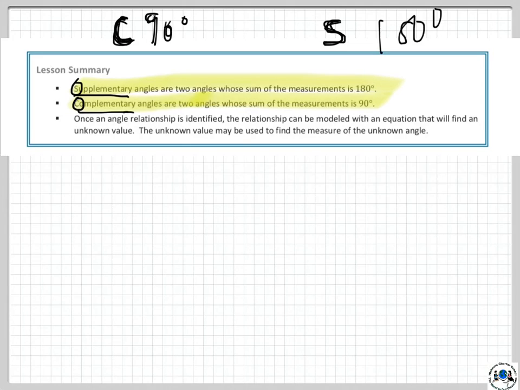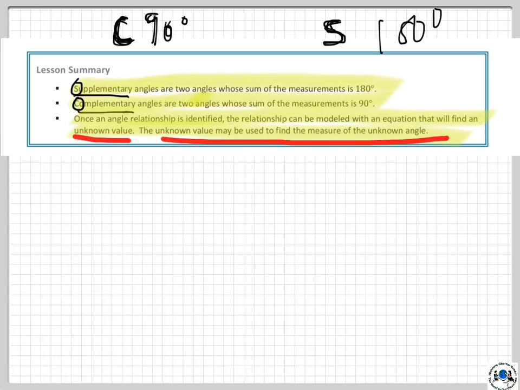Anyway, once an angle relationship is identified, the relationship can be modeled with an equation that will find an unknown value. The unknown value may be used to find the measure of unknown angles. And again, I am really happy to be back to equations. I hope you are as well.